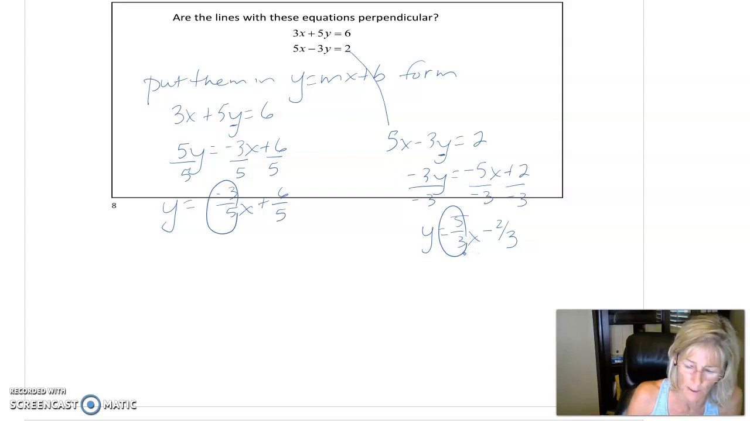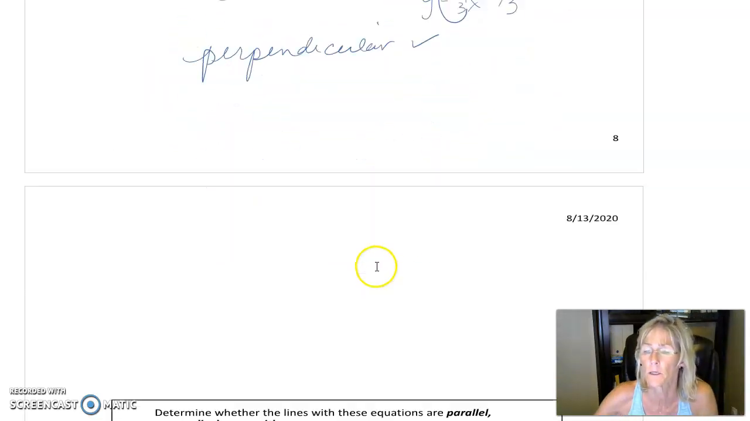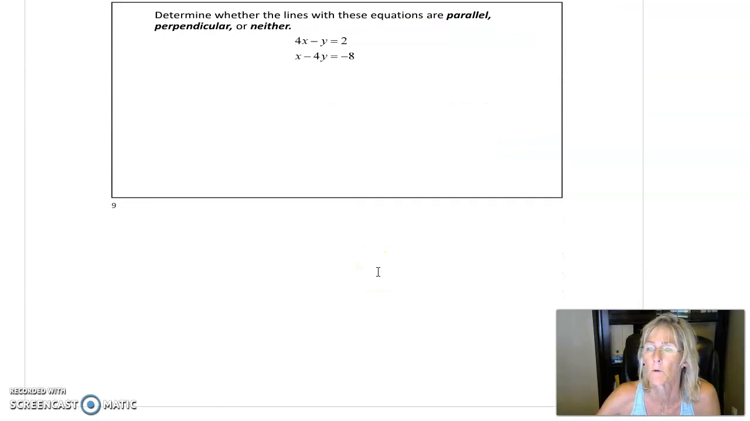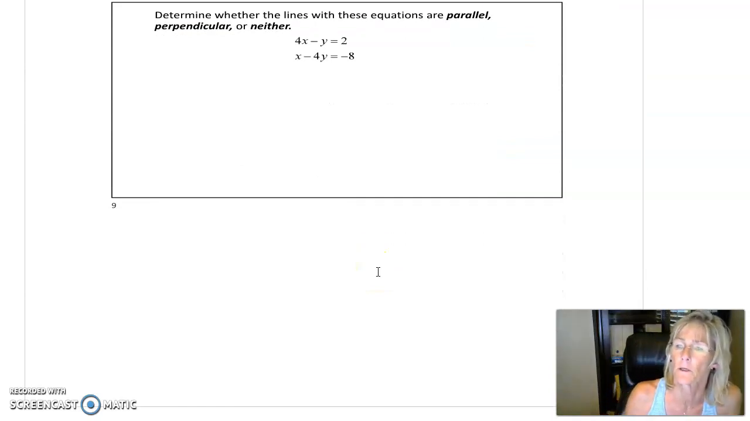Well, they're definitely not parallel because they're not exactly the same. Are they perpendicular? Well, they're reciprocals. One's 3/5 and one's 5/3, and one of them's a negative. Therefore, they are perpendicular. Okay, let's look at another one. Determine whether these are parallel, perpendicular, or neither.